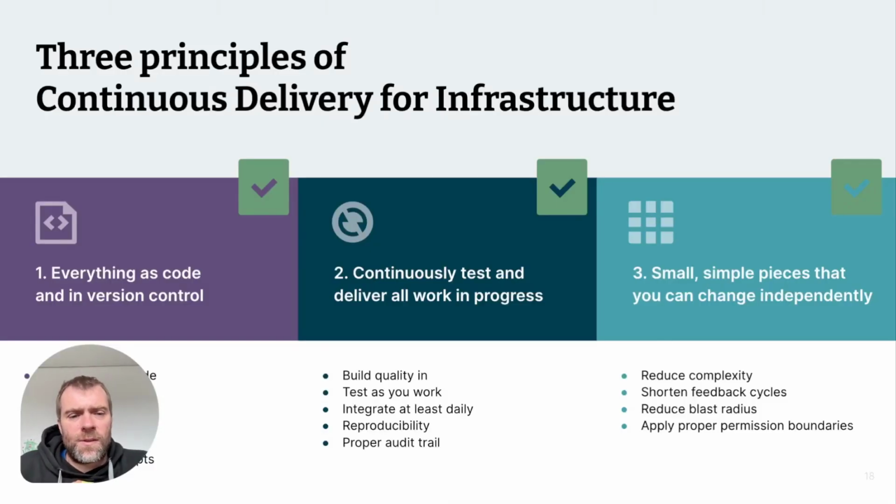With this idea of stacks, we can also put a check mark on small, simple pieces that you can change independently. And I hope now you have a good understanding of what we mean by those small pieces and how you find them. Again, we do that to reduce the complexity of infrastructure components, thereby shorten the feedback cycles if you need to apply changes to them, reduce the blast radius, which is what happens if something goes wrong, how much infrastructure is affected, and also be able to apply proper permission boundaries to those infrastructure pieces.